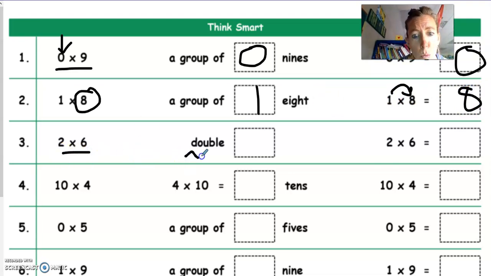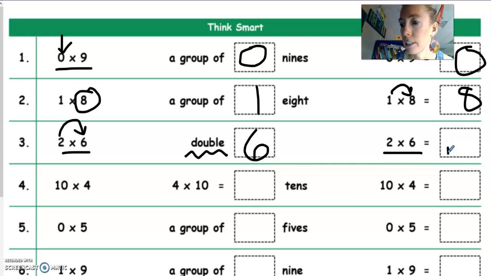Okay? 2 times 6. What does that mean? That means we are doubling what? We are doubling the 6. We have to double 6. So 6 plus 6 means the same thing as 2 times 6, which is, say it, go ahead and say it. You got it? Louder. Good job. It is 12.